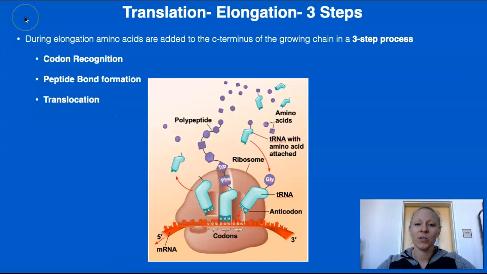So here we are in elongation. Remember that translation has 3 steps: initiation, elongation, and termination. And so here we are. And the elongation process is going to have 3 steps. So try and keep all of this in your brain and in order. So the 3 steps of elongation are called codon recognition, peptide bond formation, and translocation. So let's talk about the 3 steps of elongation.